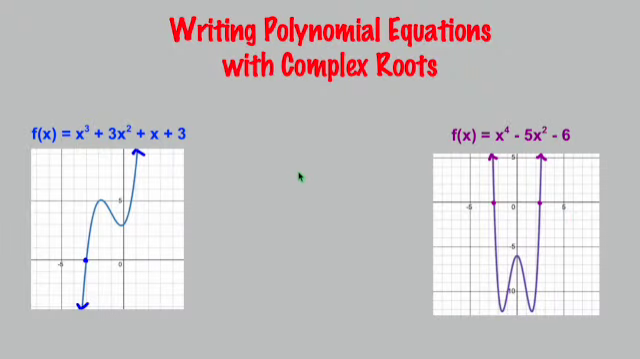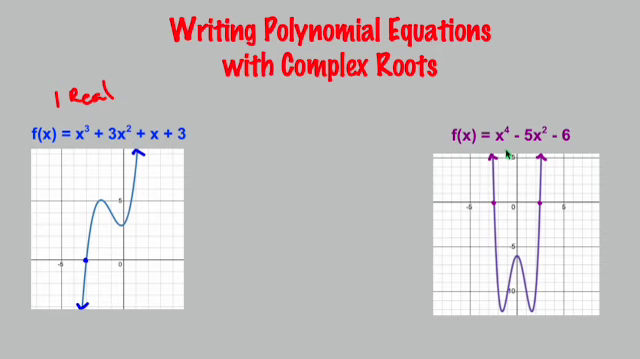So taking a look at these two function graphs here, we have over here a cubic function that has one real root. So I'm going to go ahead and write that over here. We have one real root. But because it's a cubic, we ought to have three roots altogether. So what happened to the other two?